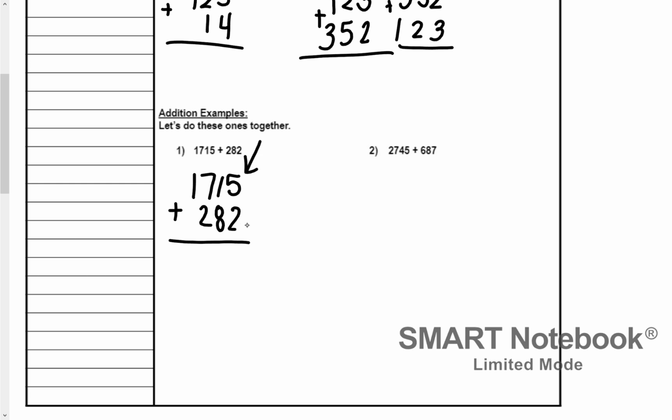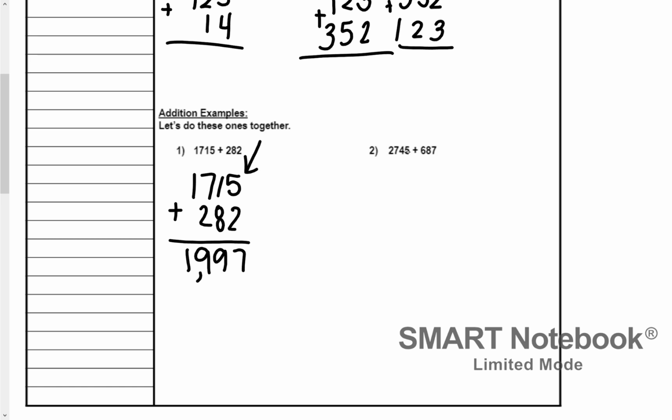So we're going to have 5 plus 2, that's 7. Then we'll move over to the next place. 8 plus 1 is 9. 7 plus 2, 9. 1 plus 0 is 1. We're going to put in that comma. You always start with the right side when you're doing commas, and you move over 3 places. So you go 1, 2, 3, comma. Our answer is 1,997.